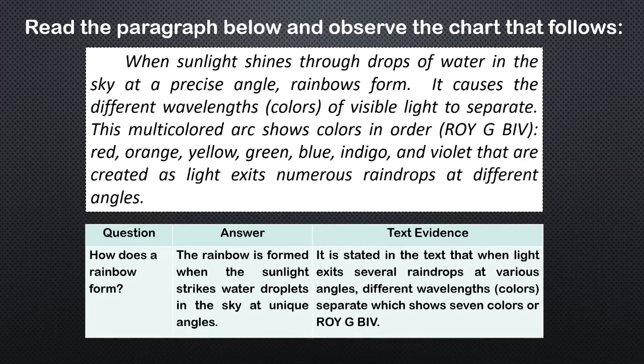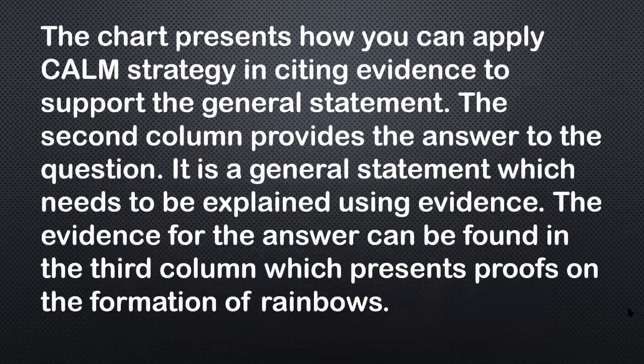For the question, how does a rainbow form? The answer: the rainbow is formed when the sunlight strikes water droplets in the sky at unique angles. The text evidence. It is stated in the text that when light exits several raindrops at various angles, different wavelengths or colors separate, which shows 7 colors or Roy G. Biv. The chart presents how you can apply CALM strategy in citing evidence to support the general statement.